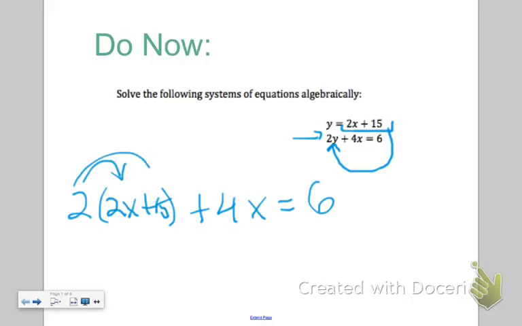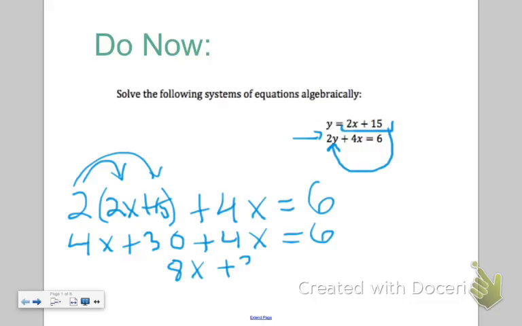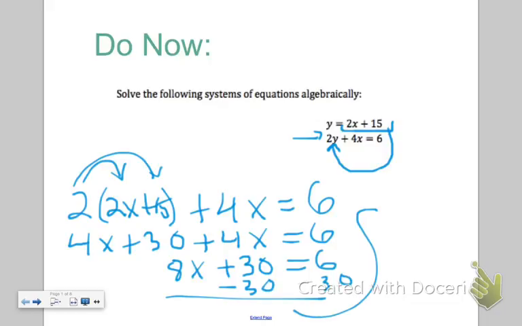We're going to distribute to get rid of these parentheses, and we have 4x plus 30 plus 4x is equal to 6. Combining like terms on the left-hand side, we have 8x plus 30 equals 6. If we subtract 30 on both sides of our equation, we have 8x equals negative 24. Therefore, x is equal to negative 3.